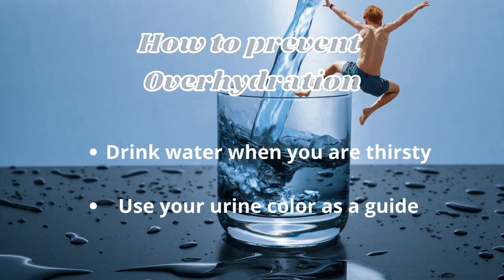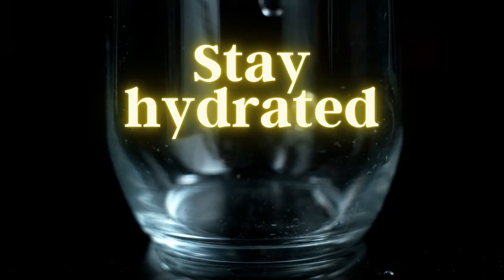How to prevent overhydration? Thirst is the body's natural reaction to fight dehydration. So drink water when you are thirsty. Use your urine color as a guide. Healthy urine should be in shades of yellow. Always listen to your body.